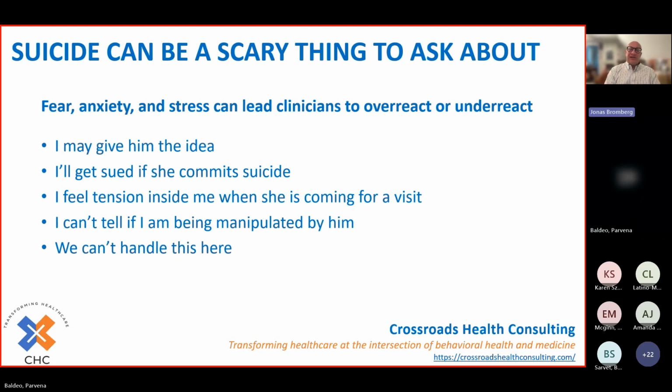Suicide can be a really challenging thing to talk about with your patients. It can lead to fear, anxiety, and stress, and can lead us as clinicians to either overreact or underreact. The chief thing I want to convey here is related to this top bullet: when we ask our patients about suicide, we are not going to give them that idea. That is a myth, and I want to debunk it. All these other things can come up, including the bottom one about not being able to handle this. I really hope that between last month's talk and today we can give you a feeling that this is something you are capable of doing if you're prepared and know how to do it.